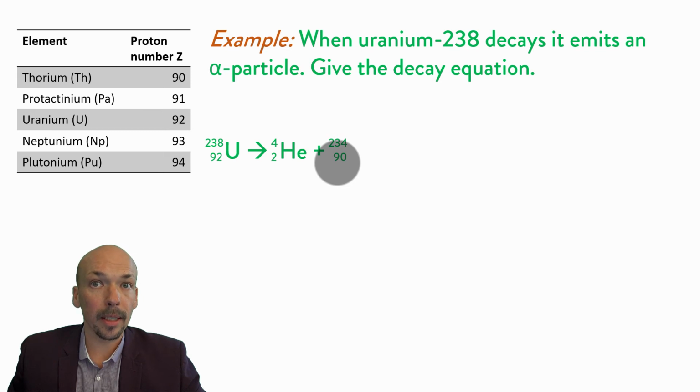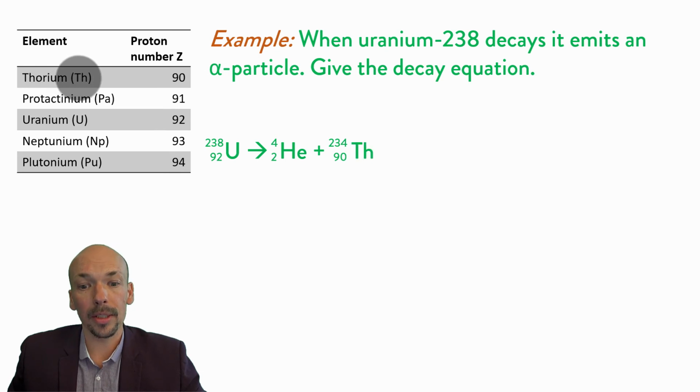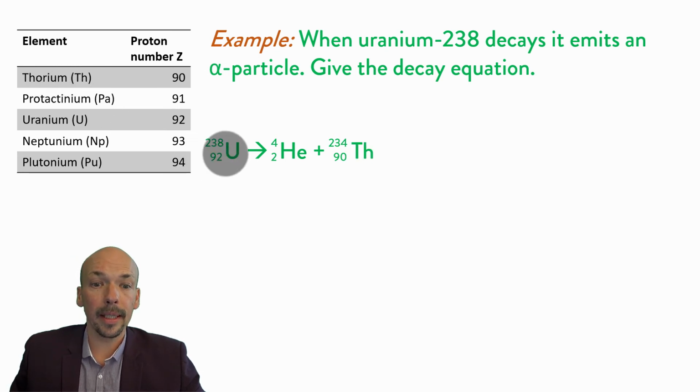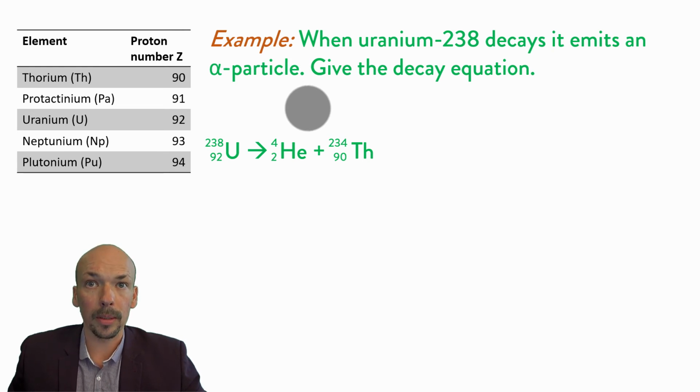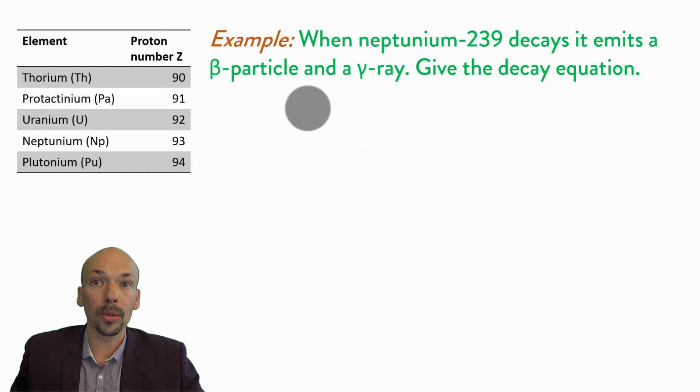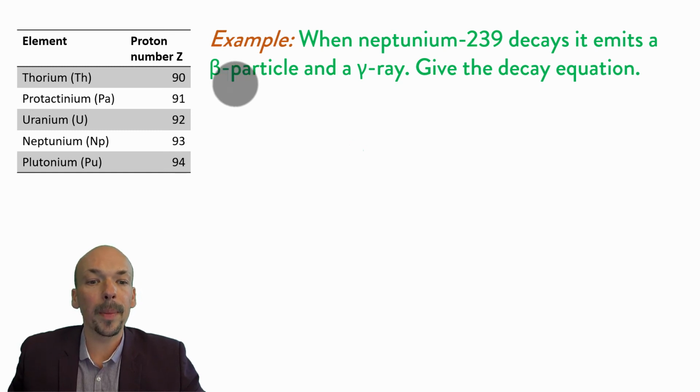Now we can see in the table which element it is. With a proton number of 90, we can see that this is thorium, so Th. And this is the correct decay equation for this question. We will now go to the next question. When Neptunium-239 decays, it emits a beta particle and a gamma ray. Give the decay equation. So try this for yourself and pause the video now.